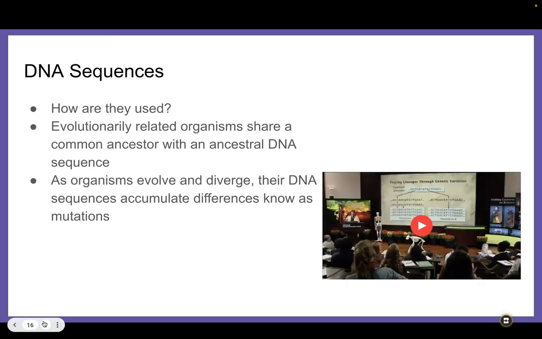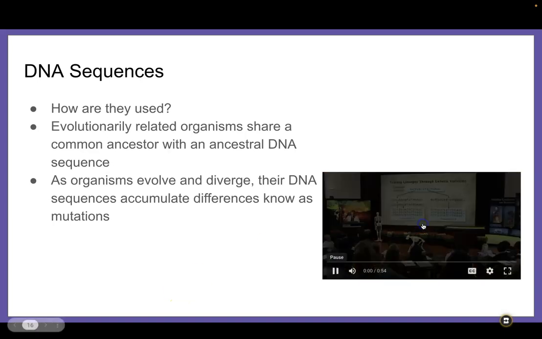So how are DNA sequences used? Well, evolutionarily related organisms share some sort of common ancestor. So the idea is that they have some sort of ancestral DNA in common. As organisms evolve and diverge, their DNA sequences accumulate differences, and we know that these are called mutations.